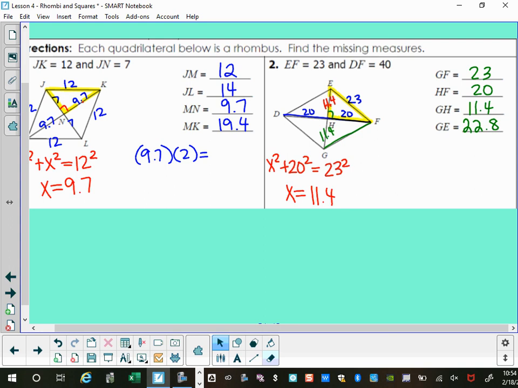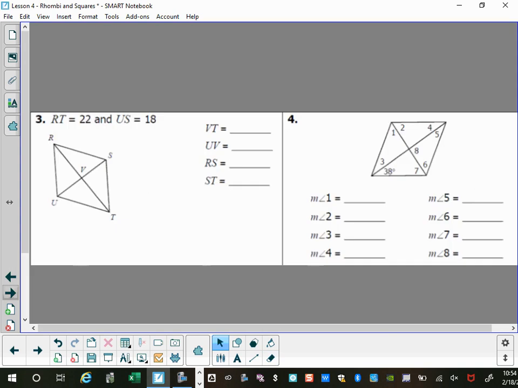For number 3, they gave us that RT was 22, so that means I'm going to make this 11 and that 11, because 22 divided by 2, I know I need each part of my diagonal to be 11. So if US is 18, the whole diagonal is 18, each piece is going to be what? 9.